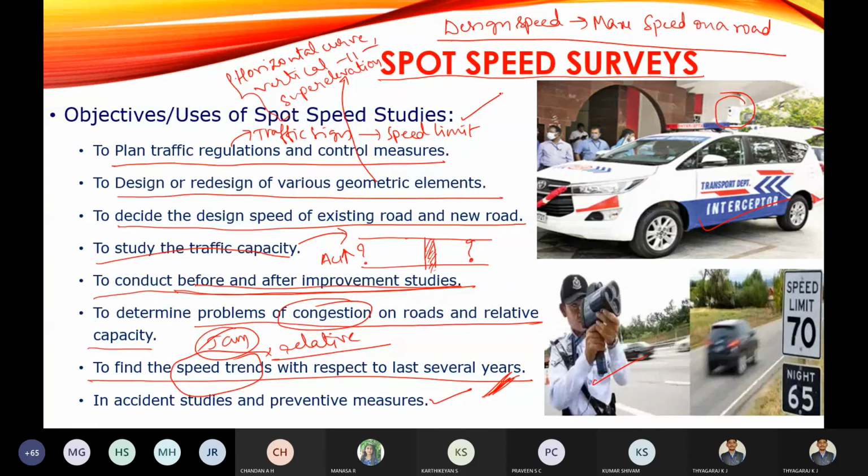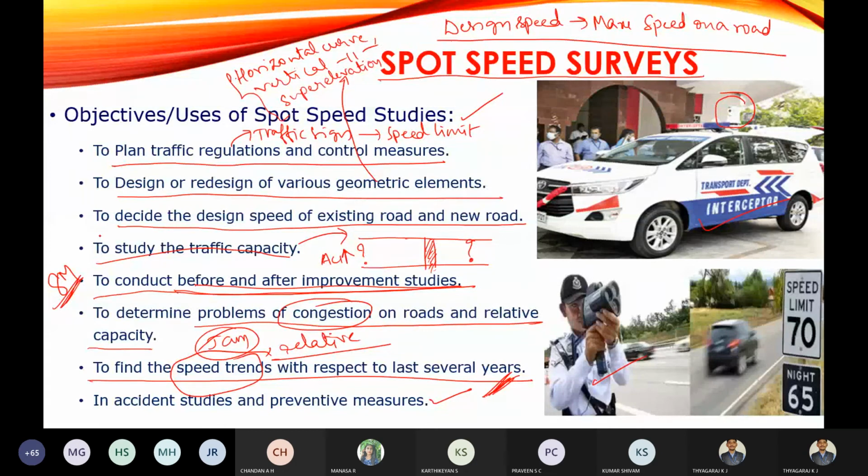Okay, in the exam they will ask to list out or enumerate the objectives or uses of spot speed study. They will ask for 8 marks. So there are 7 to 8 points. If you write all the points, you will get full 8 marks.